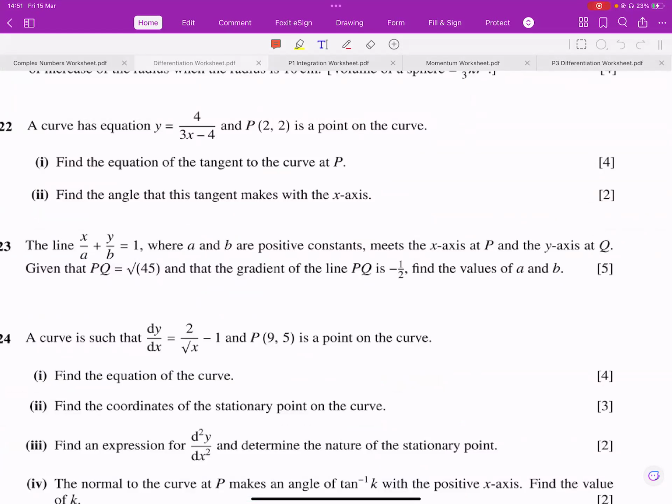Is that okay? How's it? You can do that now, right? Yes, sir. Okay, so that was a concept that we did in coordinate geometry.